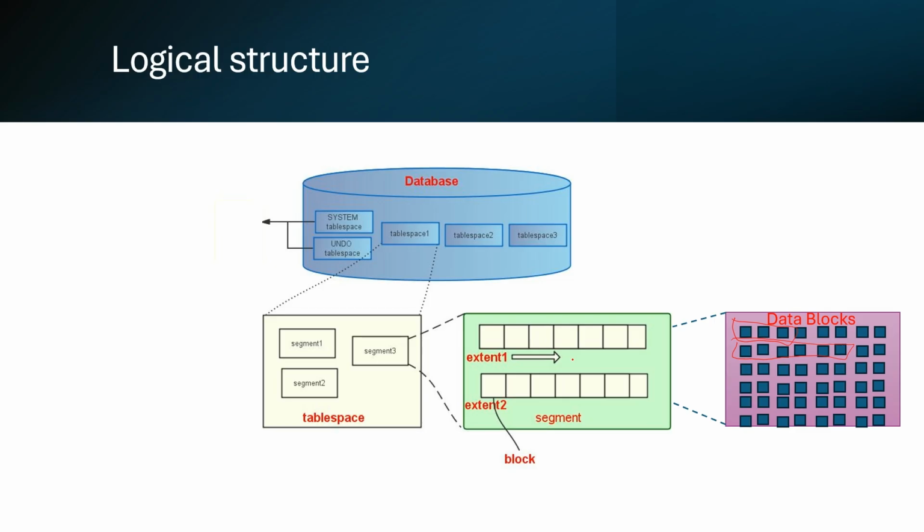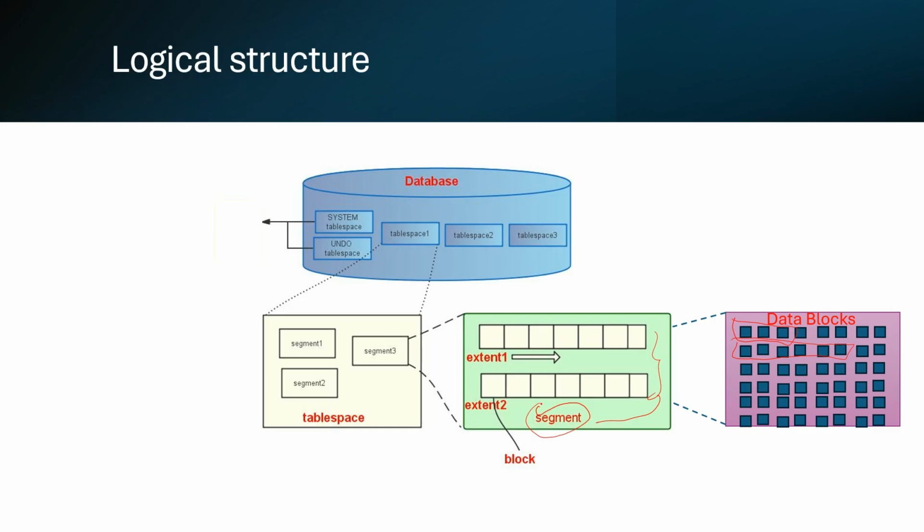You're clear, right? An extent is a collection of data blocks. You can have any number of data blocks to make your extent. Oracle defines that, and you can change that definition also. The next one is the segment. Extent you understand, right? It's a collection of data blocks. A segment is a collection of extents.